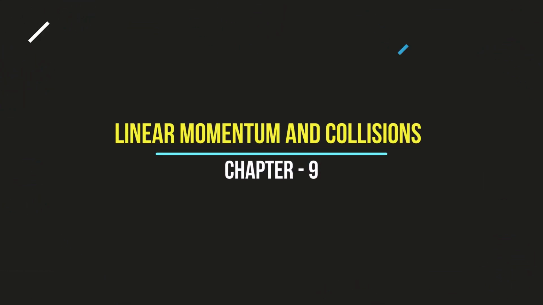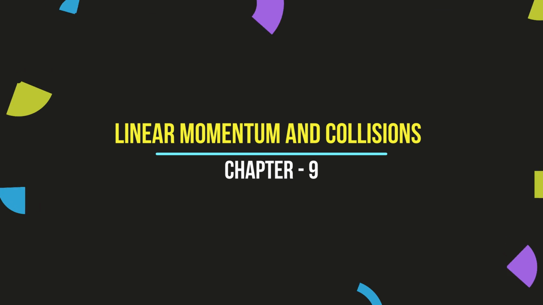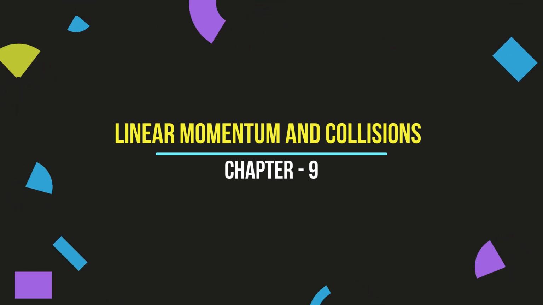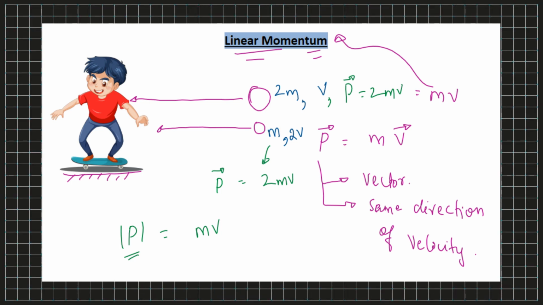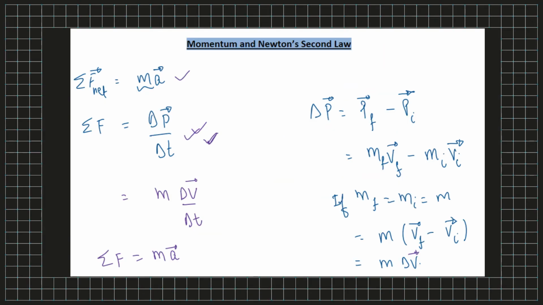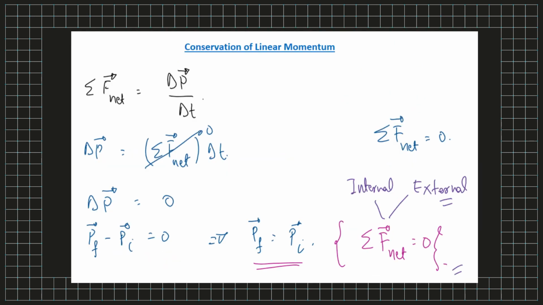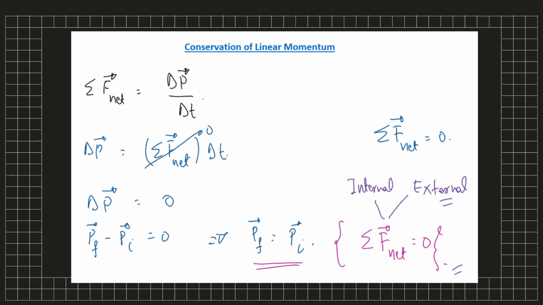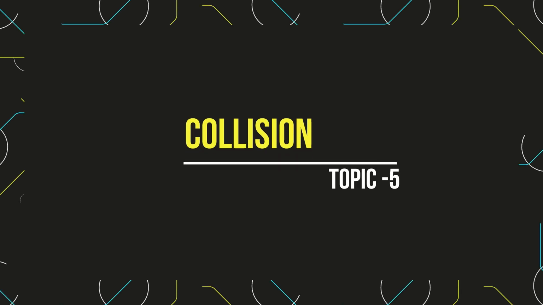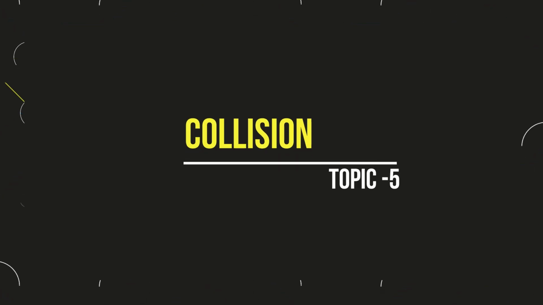We were discussing chapter 9, which is linear momentum and collision, and we have discussed 4 topics up till now. The first topic was momentum, then momentum and the second law, then impulse, and in the last video we discussed the conservation of linear momentum. So today we'll see some examples on conservation of linear momentum, and then we'll start the fresh topic, collisions. So let's begin without any delay.